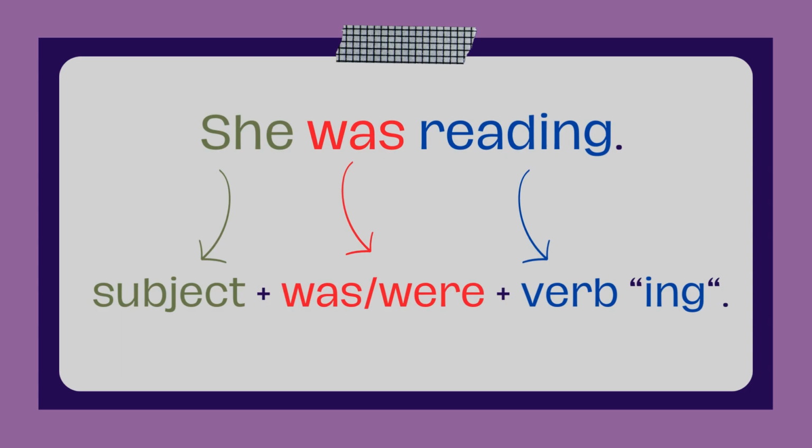We put the subject first. Here it's she. We put was or were, which is the past tense of the verb be, after the subject. And then we put a verb ending in ing to make it continuous. She was reading.